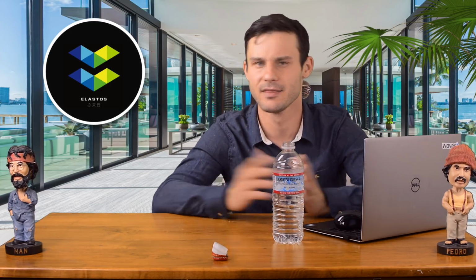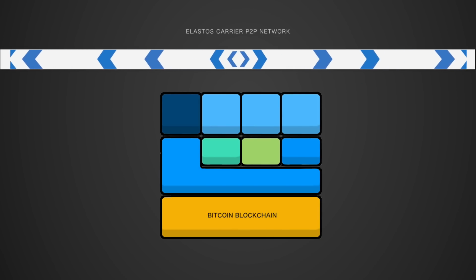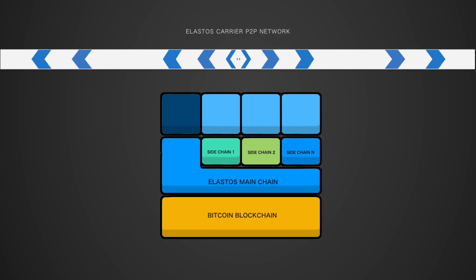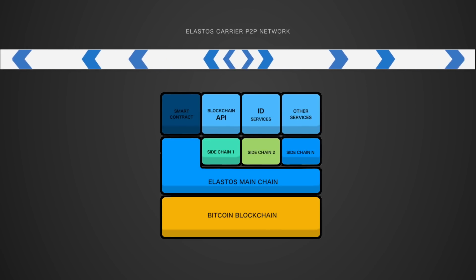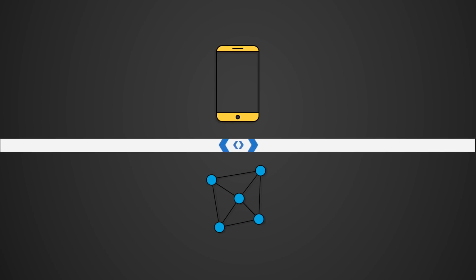So, to begin, think of Elastos in levels. Bottom level is the Bitcoin blockchain. Above that is the Elastos main chain. Sitting on top of the Elastos main chain is the sidechain blockchains, APIs, and light nodes, as well as ID services and the smart contracts. Connecting your phone and devices to the blockchain structure and allowing the free, secure flow of information is the Elastos P2P carrier network. This carrier network surrounds the blockchain structure and connects to each sidechain.